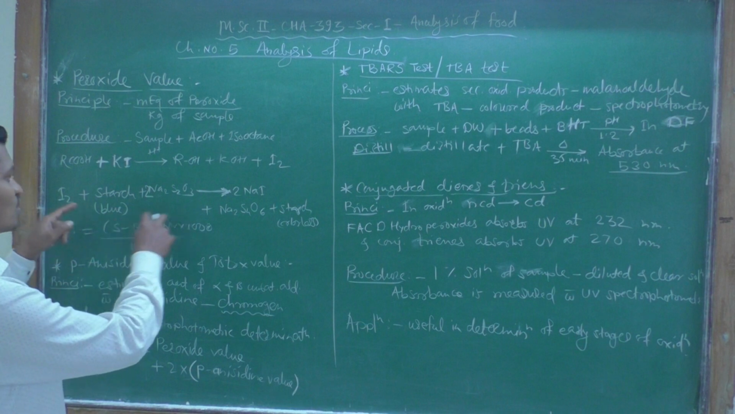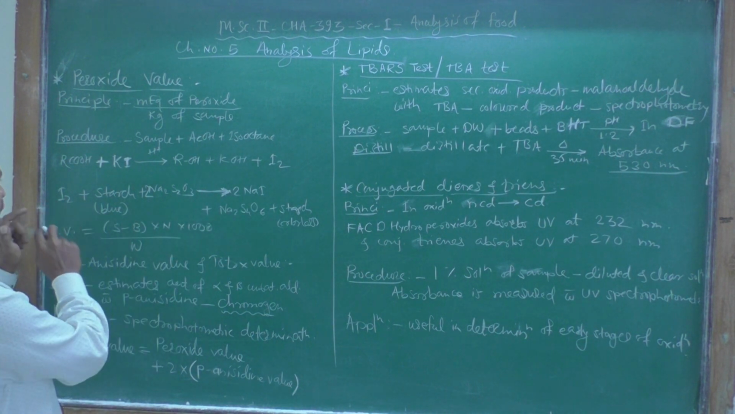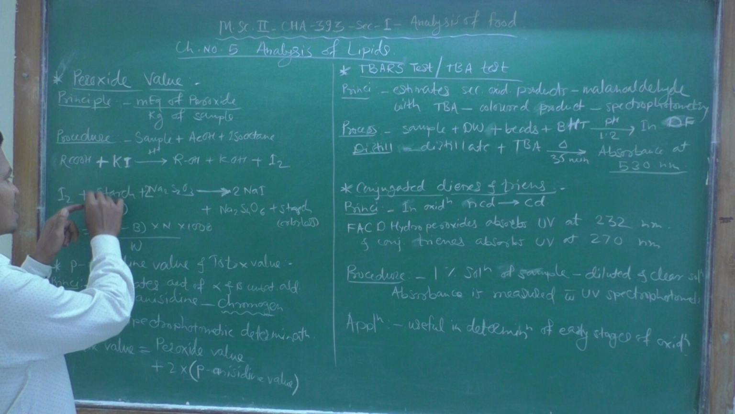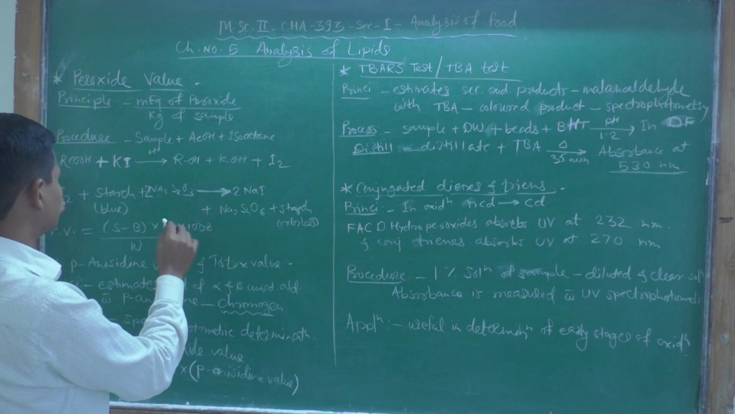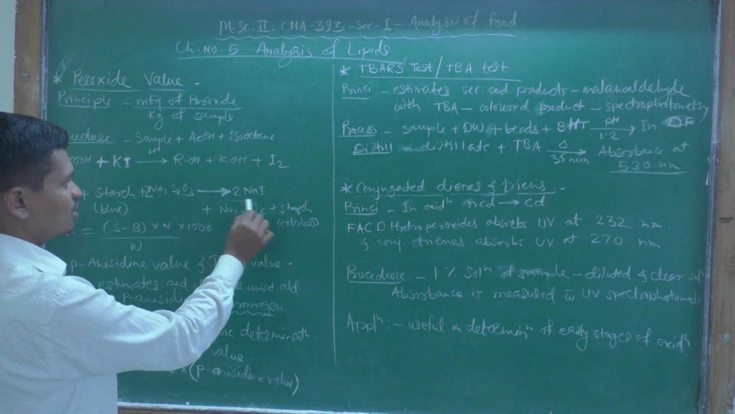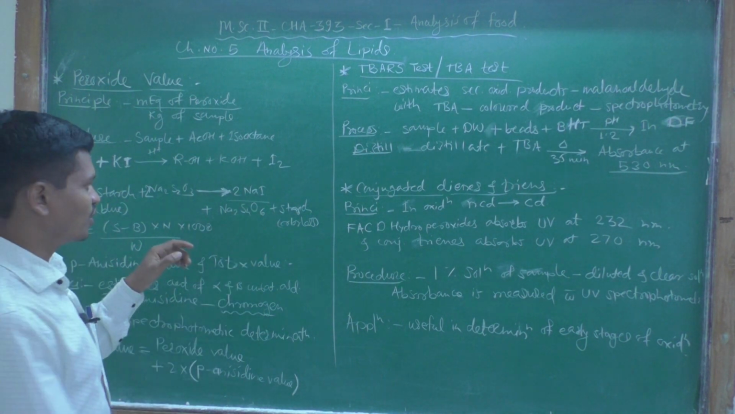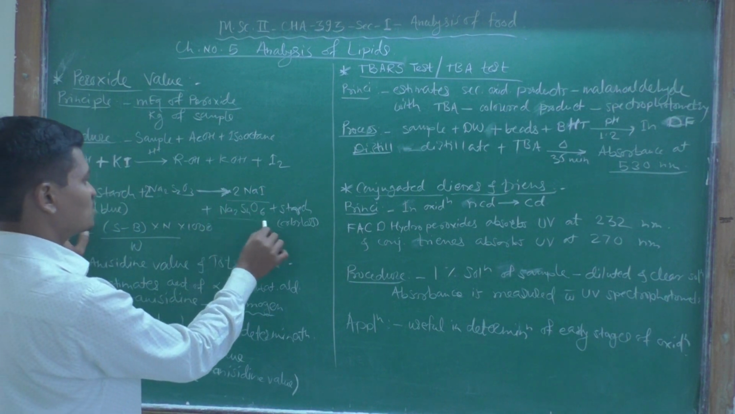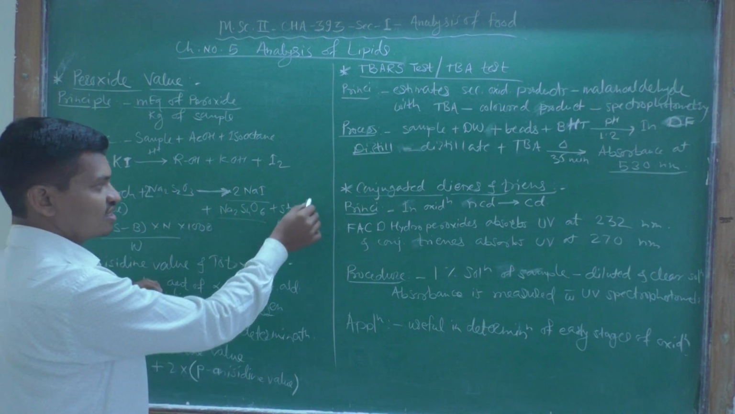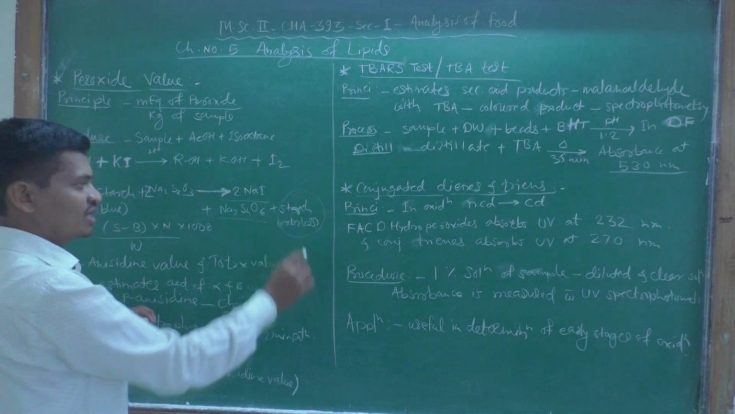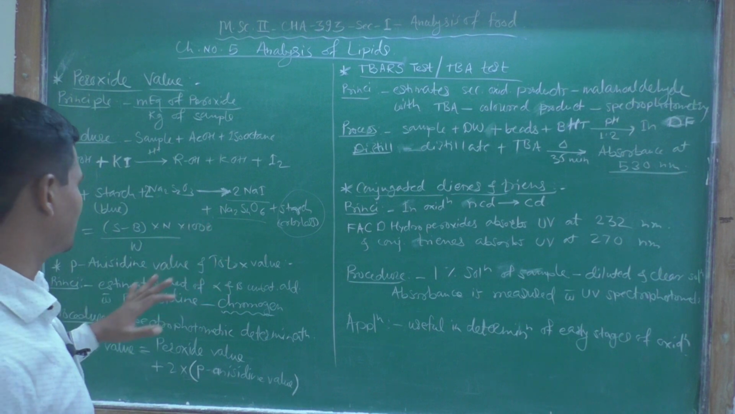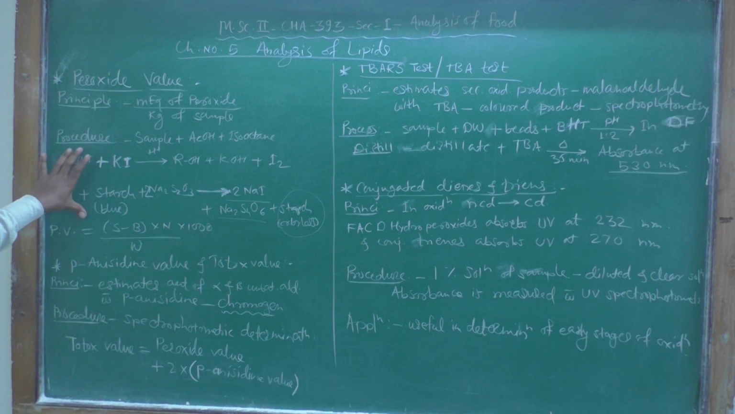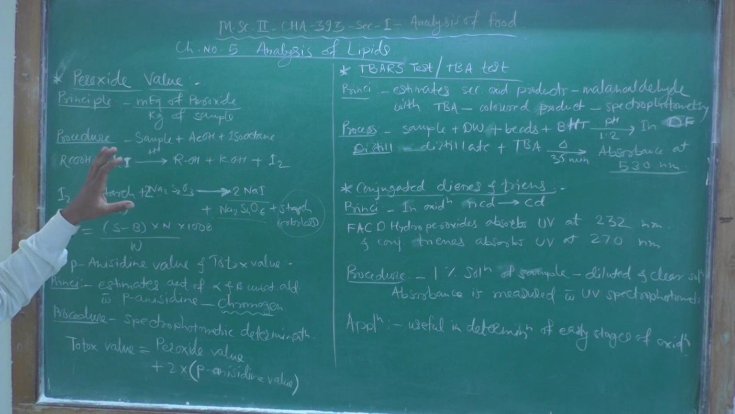So this reaction happens there. Iodine reacts with sodium thiosulfate, and starch is the indicator. This starch indicator indicates the consumption of total iodine and its conversion into sodium iodide. The sodium iodide will be formed, and the sodium tetrathionate and starch remain as they are, but now colorless. So the blue color disappears. These are the reactions and procedures to follow to determine the peroxide value.